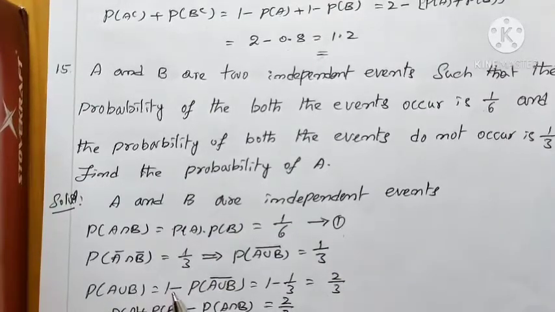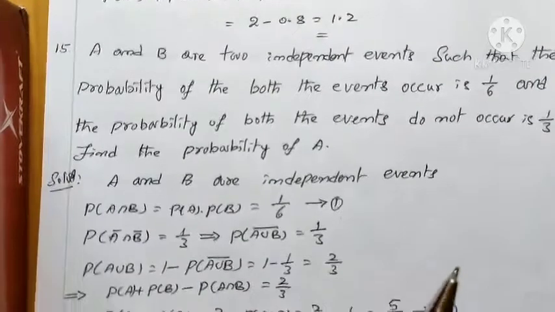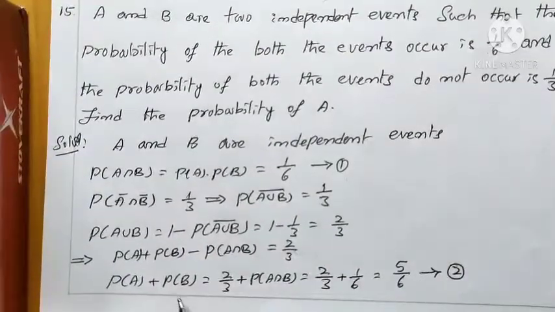P of A union B is equal to 1 minus P of (A union B) complement. That is equal to 1 minus 1 by 3, that is equal to 2 by 3. P of A plus P of B minus P of A intersection B is equal to 2 by 3. Therefore, P of A plus P of B is equal to 2 by 3 plus P of A intersection B, that is equal to 2 by 3 plus 1 by 6, that is equal to 5 by 6.